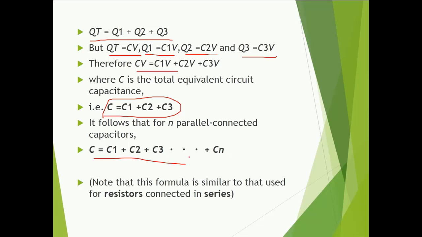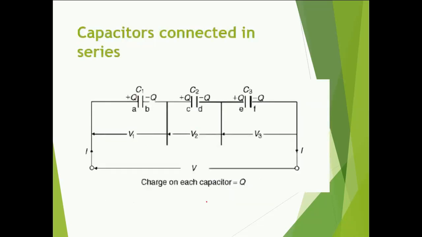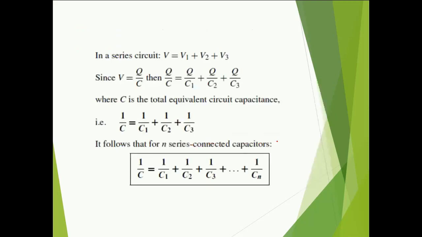Now as you can see, the formula is very similar to the formula that we have used for resistors connected in series. Now let us talk about capacitors connected in series. So these three capacitors are connected in series with each other, and we know that the total voltage V is going to be divided in three parts: V1, V2 and V3. So as we know, V is equal to V1 plus V2 plus V3 in the series connection, and the formula is V is equal to Q by C.